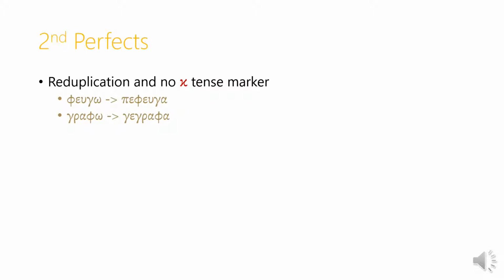Second perfects are a little bit easier than second aorist verbs, because the only difference from the first perfect is the lack of a kappa tense marker. So with fugo, we have pefuga with no kappa. With grapho, we get gegrapha with no kappa. In both cases, we have regular reduplication here, and we use the same alpha connecting vowel that we use in the first perfect. So the only difference with the second perfect is the lack of that kappa tense marker.